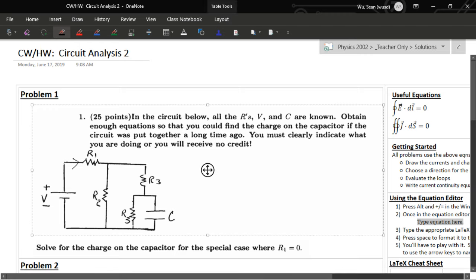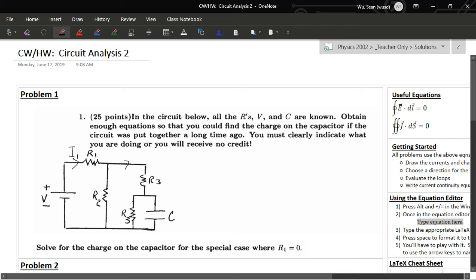So I'm going to draw this current. I'm going to call this one I1. This is going to be an I2. This is going to be an I3. And this I2 is actually the same current I2 here because this capacitor is fully charged in the steady state, which means that there's not going to be any current flowing across it.